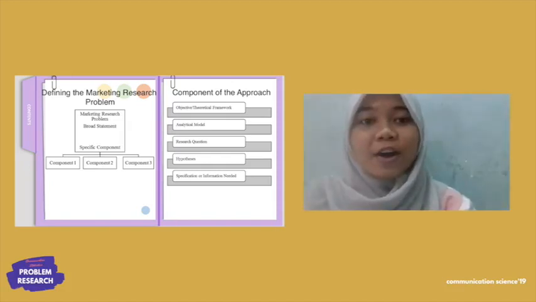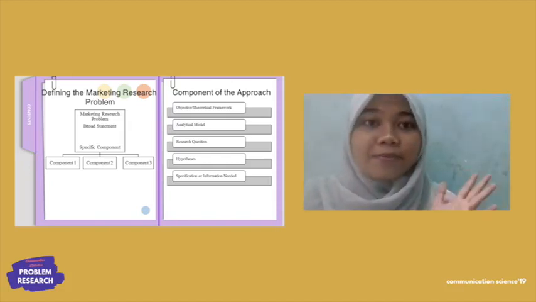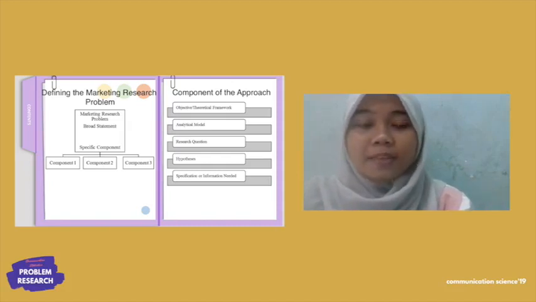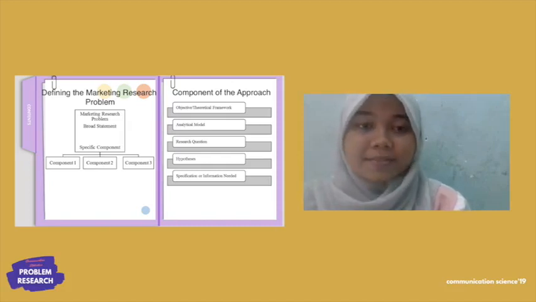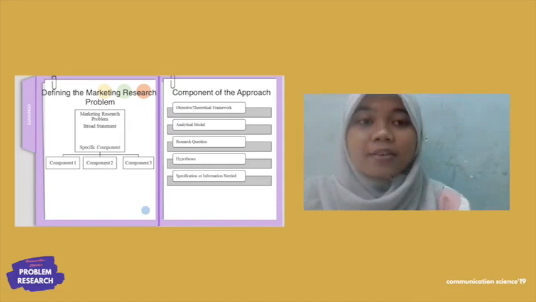Next topic, components of the approach. There are 5 components. First, objective or theoretical framework. In general, research should be based on objective evidence and supported by theory. Second, analytical model. There are 3 models: verbal models, graphical models, and mathematical models.